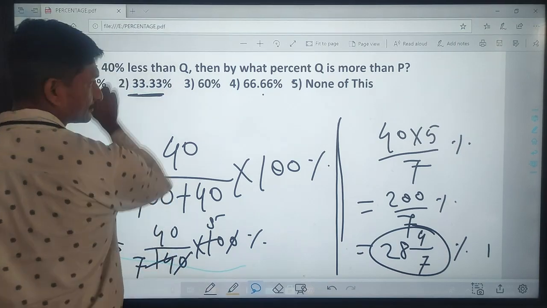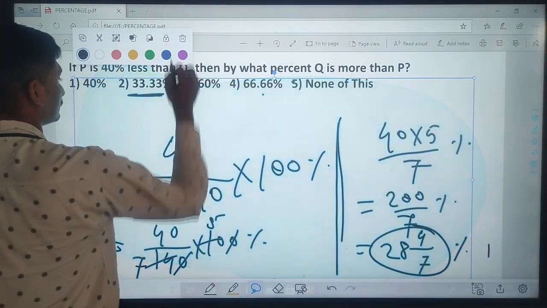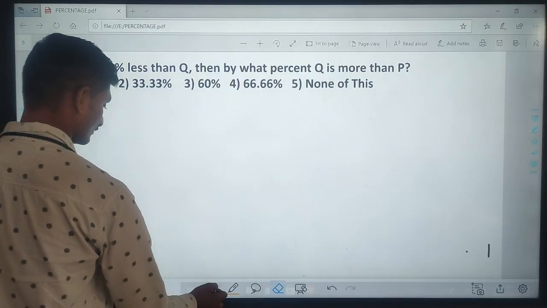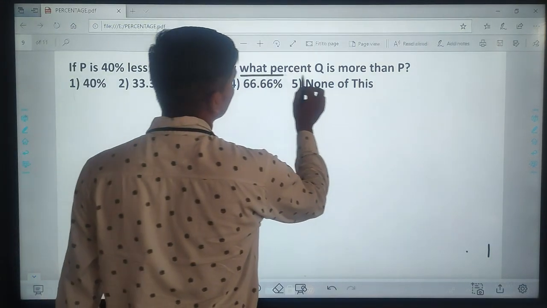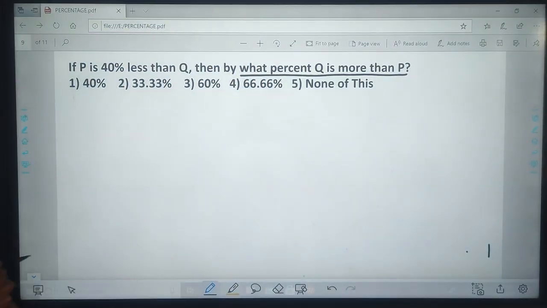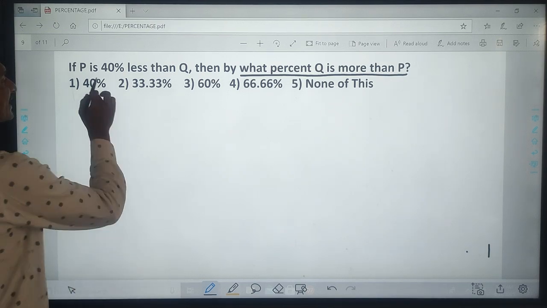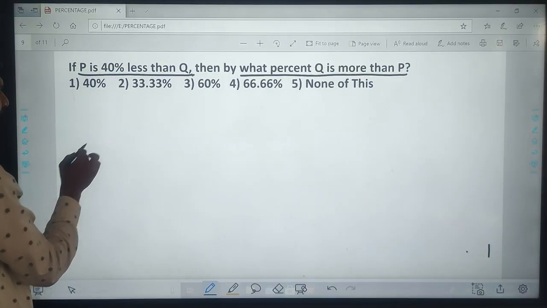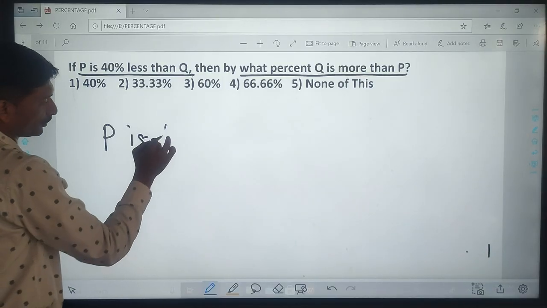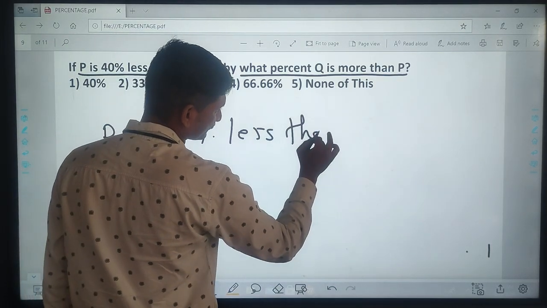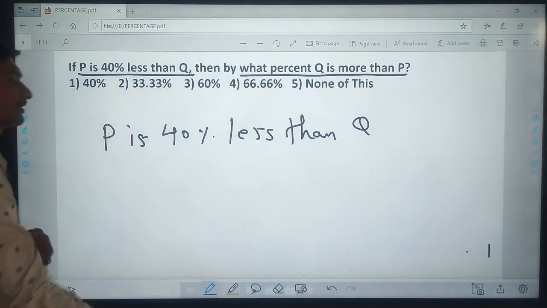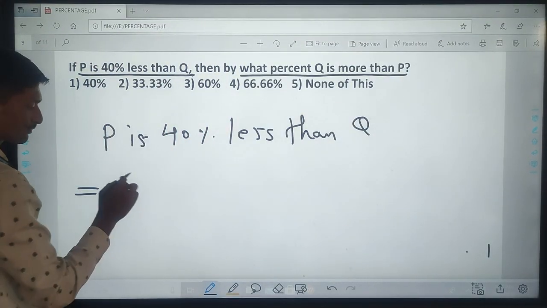Same here. If P is 40% less than Q, then by what percent Q is more than P? Here P is 40% less than Q. Now here directly we write less than means minus.